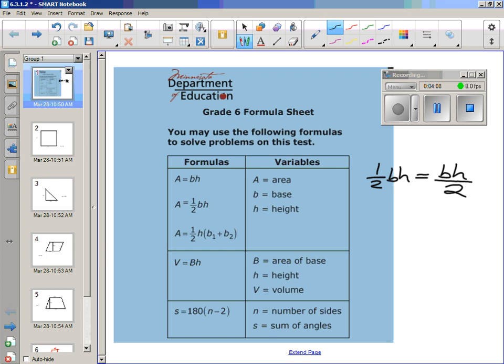I'll give you a hint. It has something to do with flipping pancakes. Oh. Because division is the same thing as multiplying by the reciprocal.